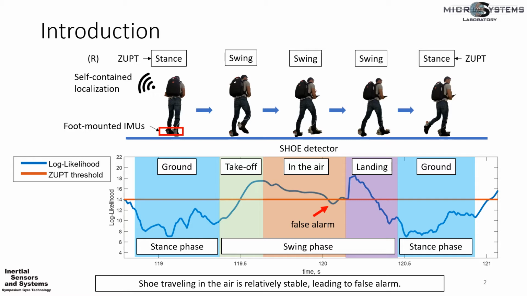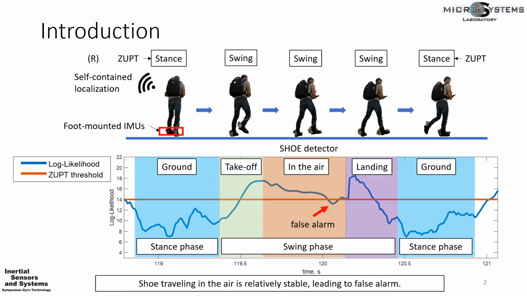To address this problem, some previous work has tried to use other non-inertial sensors to assist the SHOE detector. For example, shoe embedded pressure sensor or shoe mounted downward facing range sensor. But those systems require that the shoe contacts the ground. In some scenarios, such as climbing up on the ladder, those systems may fail to operate.